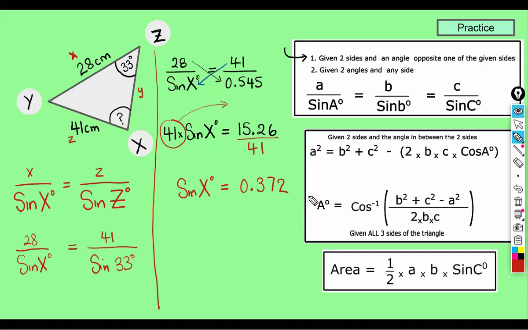Double checking it. Someone said it's wrong just now. 28 by 0.545. Now it seems correct. 0.372. Keep in mind, we want to solve for X. We don't care for sine X. We want X alone. The aim of the question is to solve for X. So that means we grab sine, throw it across. Sine inverse 0.372.